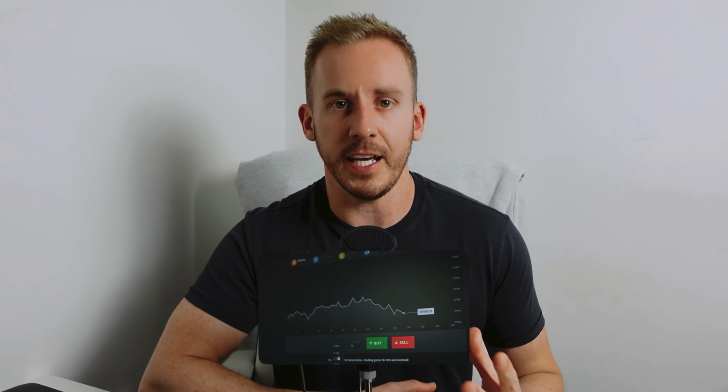Those two platforms also don't have any charges when it comes to buying and selling of the ETFs. So if you're not using those two, just make sure you're aware of any extra charges that you might be charged when it comes to buying and selling, because some platforms do just treat ETFs exactly the same as single stocks.